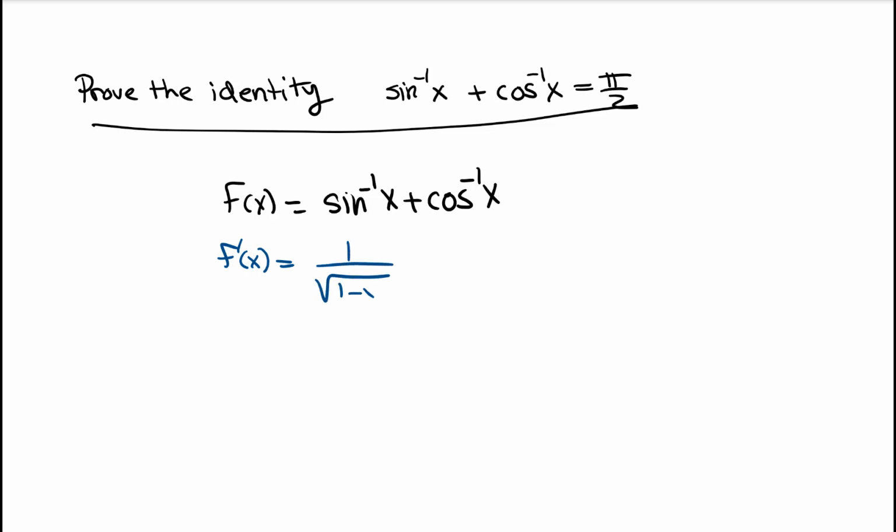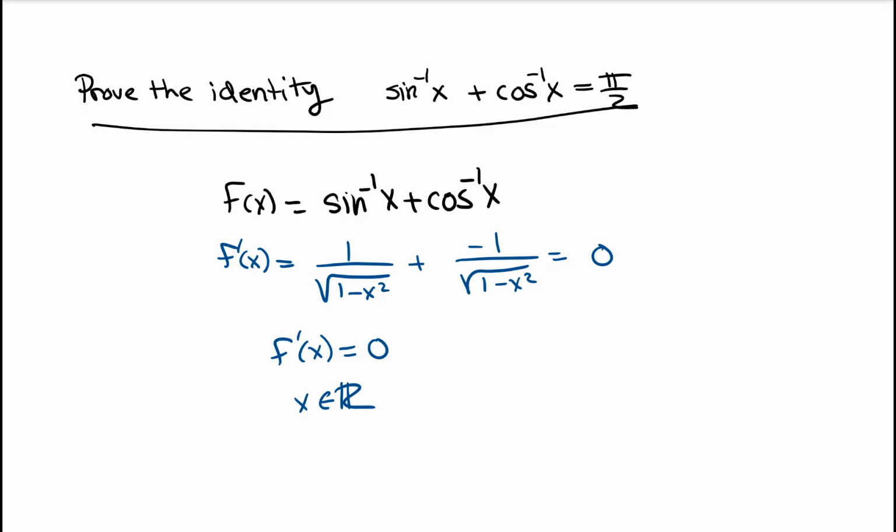So we get 1 over the square root of 1 minus x squared, and we're going to add that to our derivative for cosine inverse, which are absolute opposites, are they not? So we get that its derivative for all values of x.